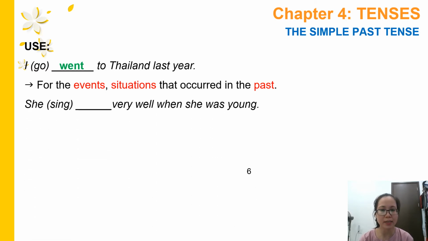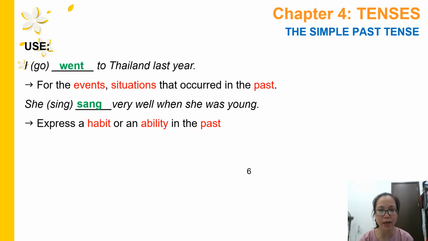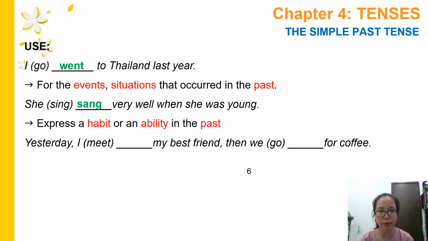Now the second example. She sang very well when she was young. So how would you say? That's great. She sang very well when she was young. When she was young, not at the moment, in the past. So we use it to describe a habit or an ability that someone had in the past. Now let's move to the next example.